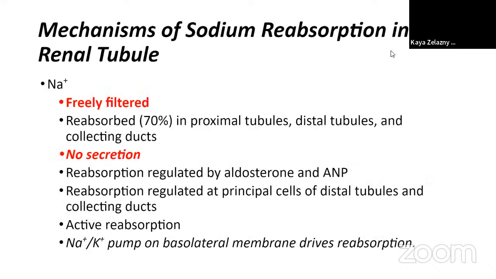So we can think about what is happening to sodium in the different parts of the nephron. So sodium is freely filtered. All that means is there's nothing blocking it from coming out of the glomerulus and into the Bowman space, and therefore into the nephron. So it's going to be coming through with the water, with some of our other solutes, with the glucose. It does get reabsorbed. So we're reabsorbing about 70% in the proximal tubules. So kind of like our water, we're reabsorbing a lot of sodium as we go through that first part of the nephron.